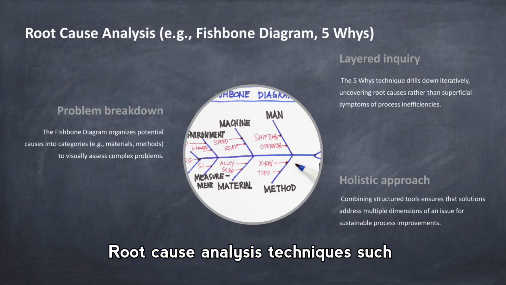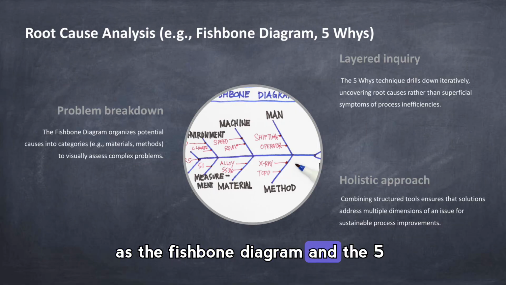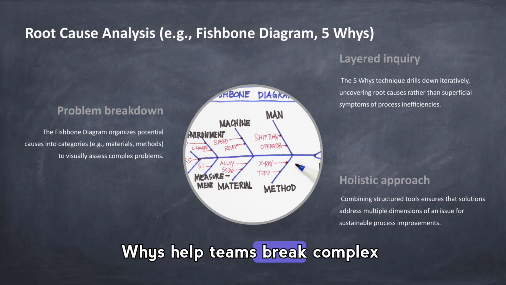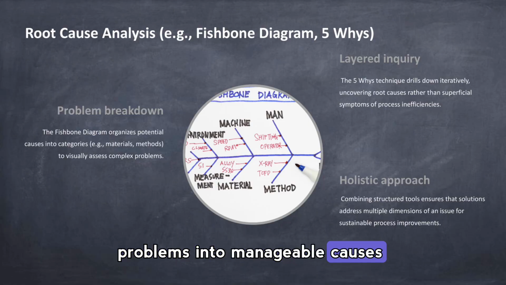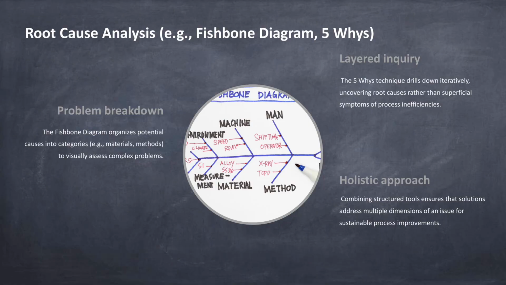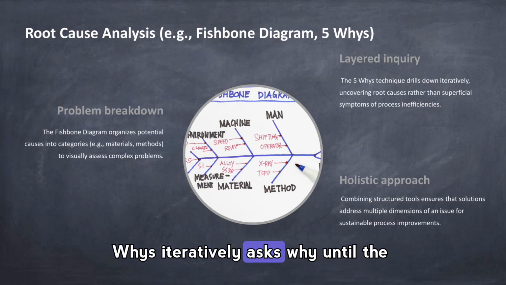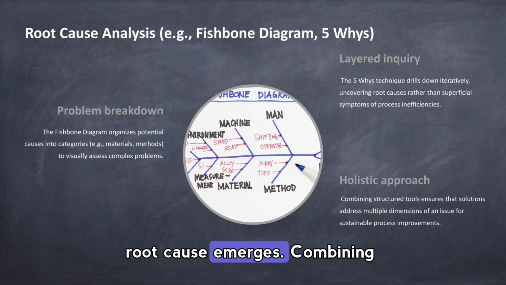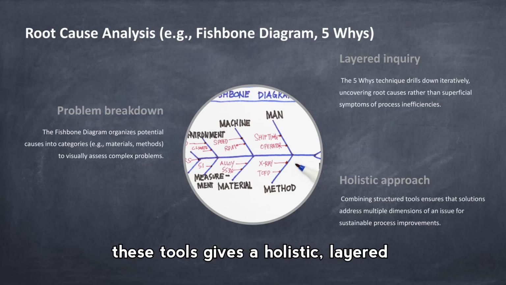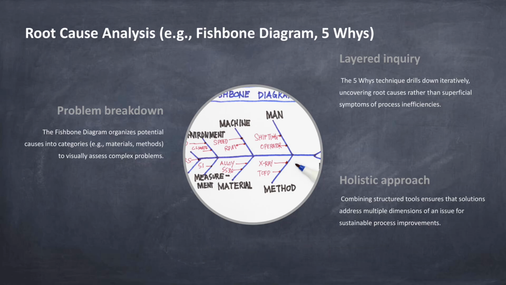Root cause analysis techniques such as the fishbone diagram and the 5 whys help teams break complex problems into manageable causes and probe deeper than surface symptoms. The fishbone groups potential causes visually, while the 5 whys iteratively asks why until the root cause emerges. Combining these tools gives a holistic, layered approach to finding durable solutions.